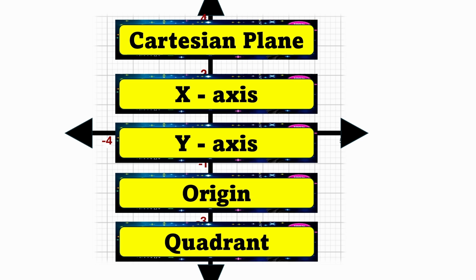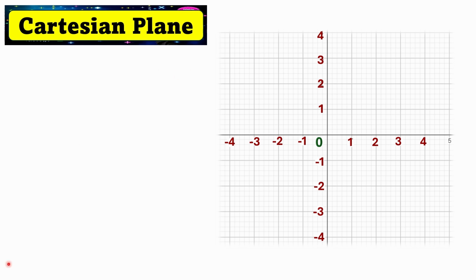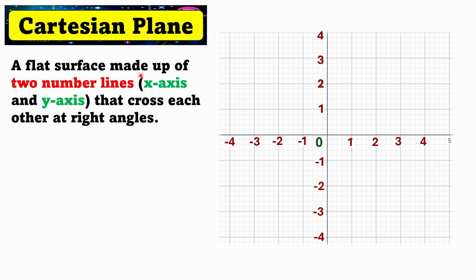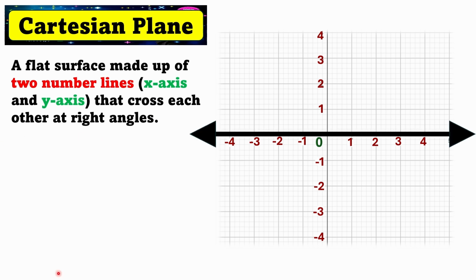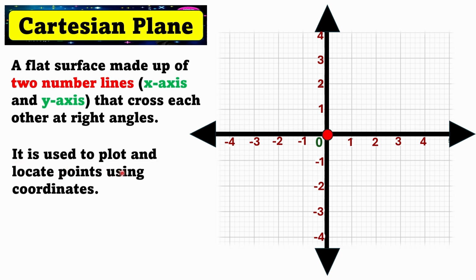Let's get started. First, let's define Cartesian plane. Cartesian plane is a flat surface made up of two number lines. We have x-axis and y-axis that cross each other at right angles. So this is what we call the horizontal number line, which is the x-axis, and this one is the vertical number line, which is the y-axis. Cartesian plane is used to plot and locate points using coordinates. Example of coordinate is positive 3, positive 2.